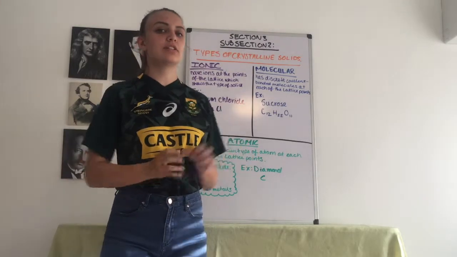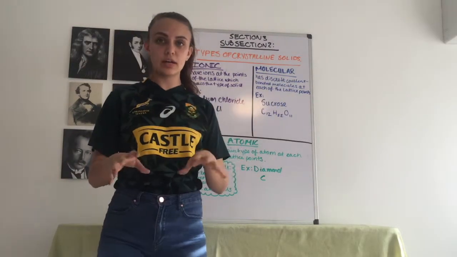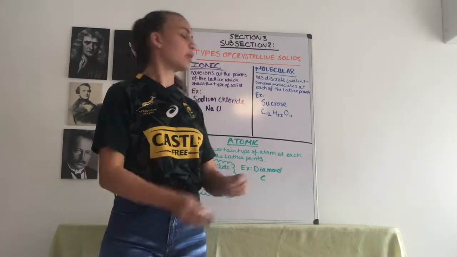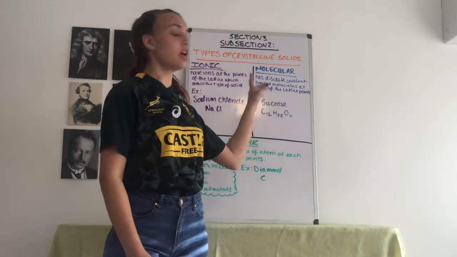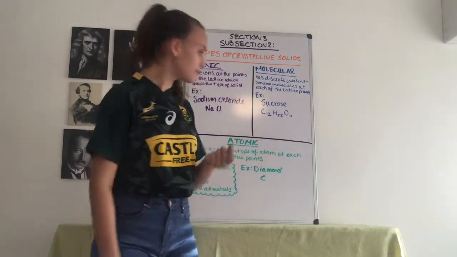Molecular crystalline solids have covalently bonded molecules which are discrete at the end of each lattice point, and that is the thing to remember for molecular. So an example would be sucrose, which is table sugar.